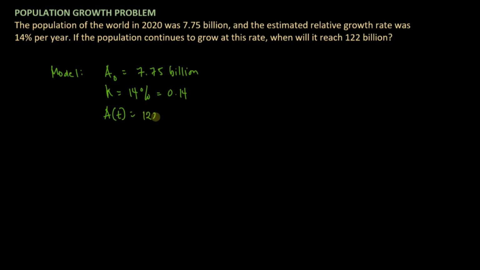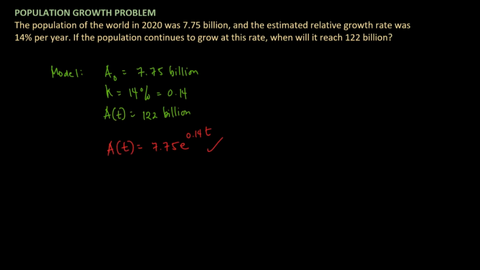So 122 billion. How are we going to find the model in this problem? The model will be A of t is equal to the initial 7.75 e raised to 0.14 times the time. So this is the model that we are going to use to solve the problem. So let us solve. Just substitute all the given information here in the model.